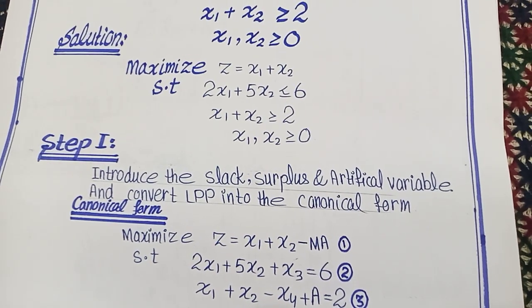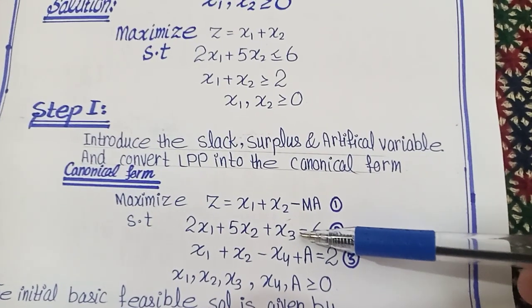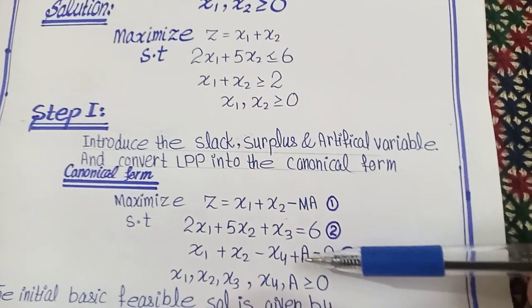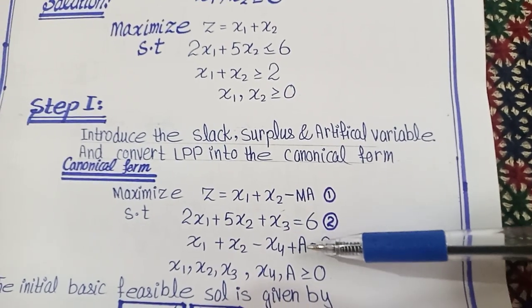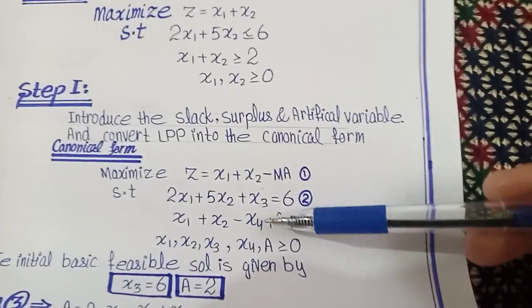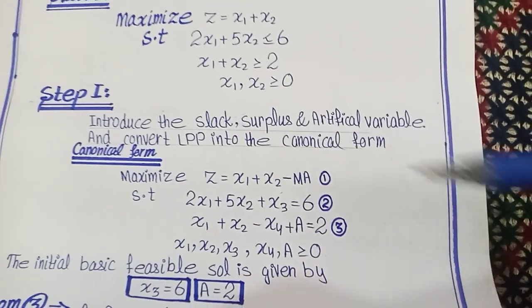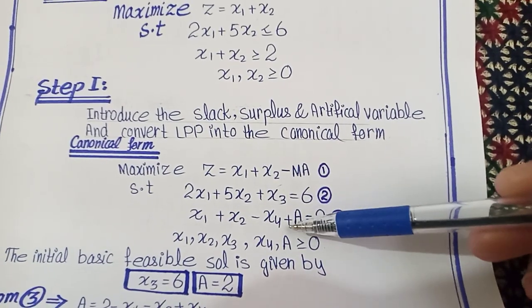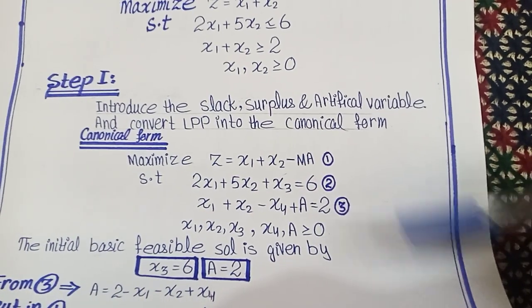When the constraint is less than or equal, we introduce the slack variable x3. Next, when the constraint is greater than or equal, we introduce the surplus and the artificial variables. All the basic variables are 0, then x3 is equal to 6 and a is equal to 2.